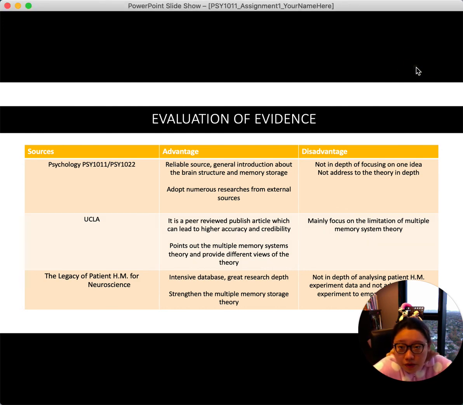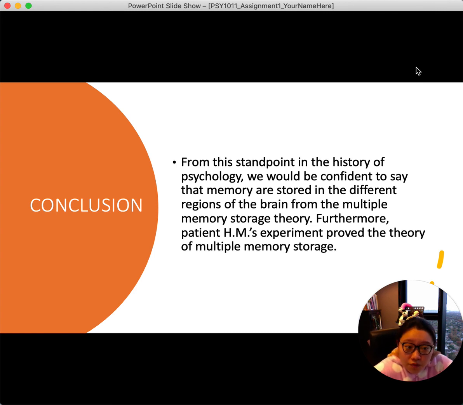Overall, from this standpoint, in the history of psychology, we can comfortably say that memories are stored in different regions of the brain according to the multiple memory storage theory. And furthermore, the patient HM experiment supported the theory of multiple memory storage.